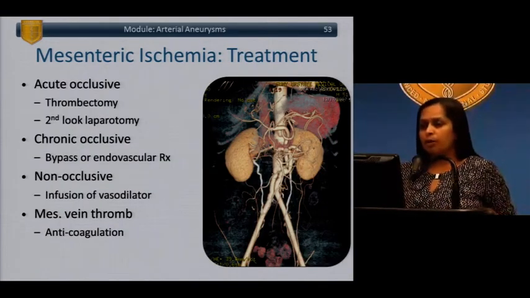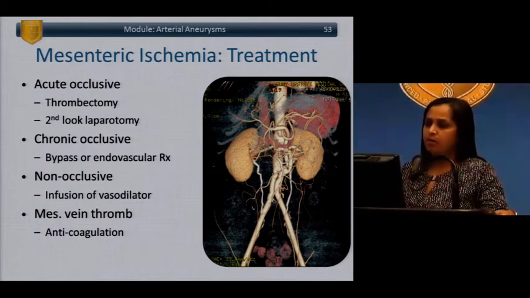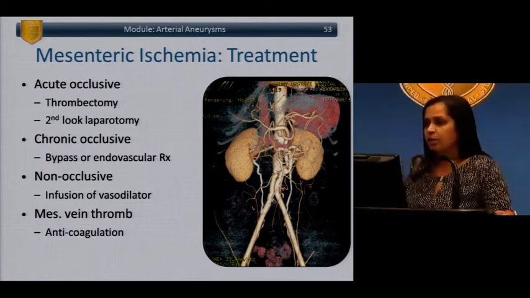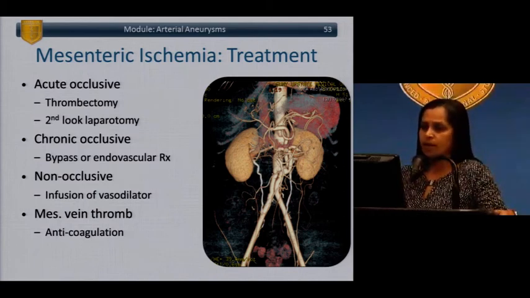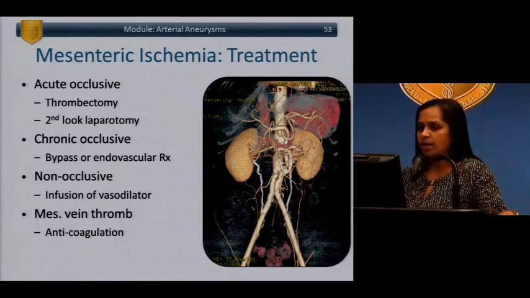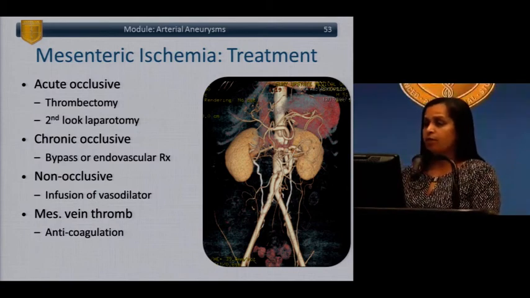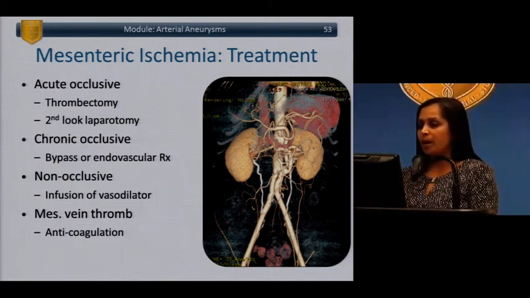So treatment, again, depends on the presentation and the cause. For acute occlusive mesenteric ischemia, this is almost always an embolus. You want to do a thrombectomy. The concept of second look laparotomy comes up, and we'll talk about that in a second. In terms of chronic occlusive mesenteric ischemia, some sort of bypass or endovascular treatment is appropriate.